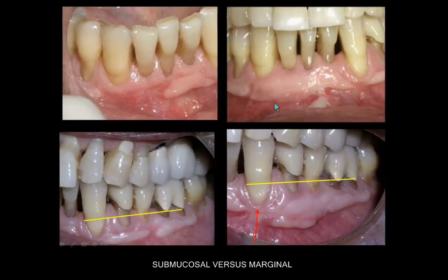The upper two slides show the first free gingival graft procedure, which was meant to correct the submucosal grafts at the lower incisors, while the two lower slides showed the free gingival graft procedure to correct the submucosal grafts which failed to create an attached gingiva at the lower left canine.